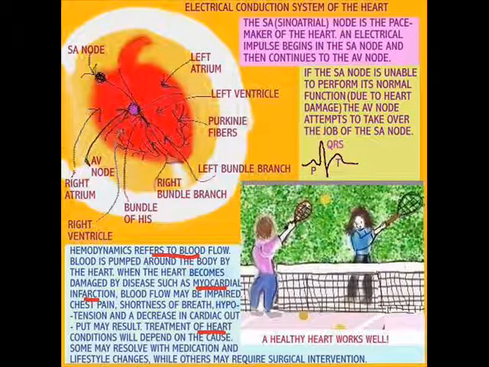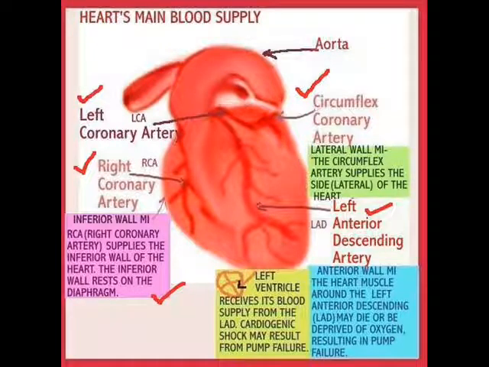Now let's talk a little about the blood supply of the heart. The main one is the left anterior descending, and that is the one which supplies blood to the left ventricle, which is where you get your pumping power. If it's damaged, usually the heart is not able to pump blood out of the heart, so it backs up into the lungs, resulting in conditions like congestive heart failure. Then we have the inferior wall of the heart, supplied by the right coronary artery.